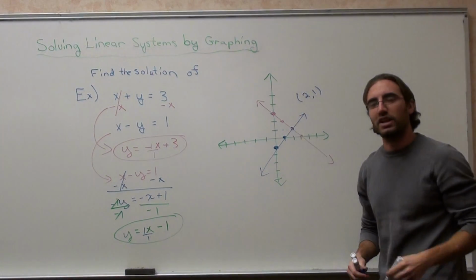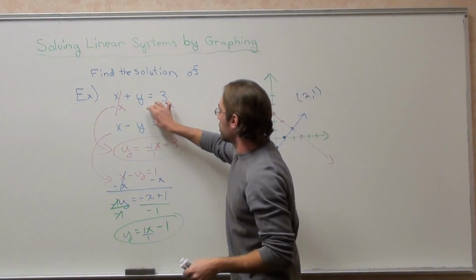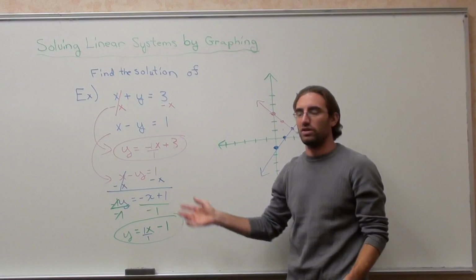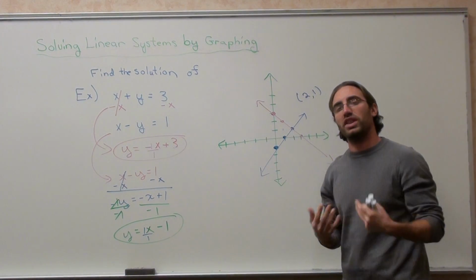Those are actually pretty good lines. That's what a linear system is when you're solving for it. You've got two equations. Go ahead and solve for y if you can. Sometimes you're not going to have a y value to solve for, but most of the time you will. Plot them and see where they intersect.